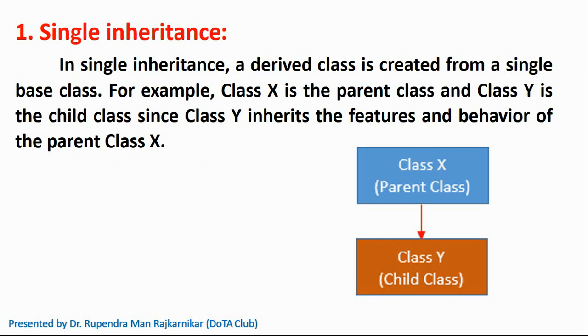1. Single inheritance. In single inheritance, a derived class is created from a single base class. For example, class X is the parent class, and class Y is the child class, since class Y inherits the features and behavior of the parent class X.